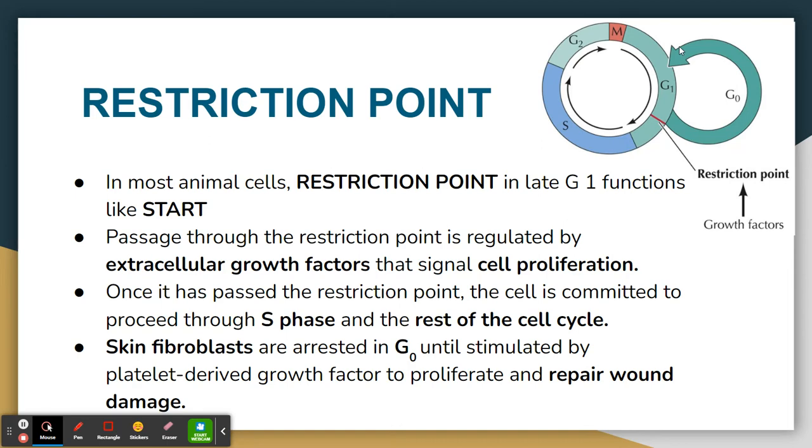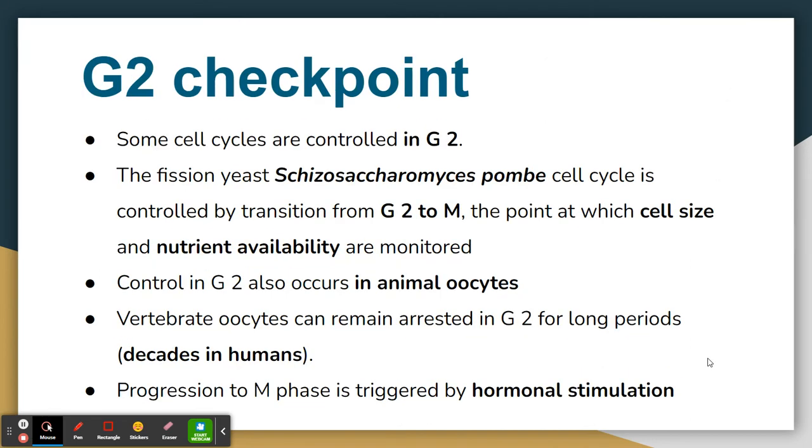Some cells get arrested in this quiescent stage, or G0 stage, where they can remain for long periods of time without proliferating. G0 cells are metabolically active, although they cease growth and have a reduced rate of protein synthesis. For example, skin fibroblasts are arrested in G0 until stimulated by platelet derived growth factor to proliferate and repair wound damage.